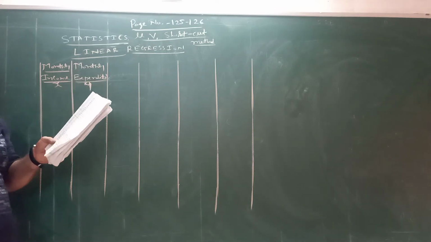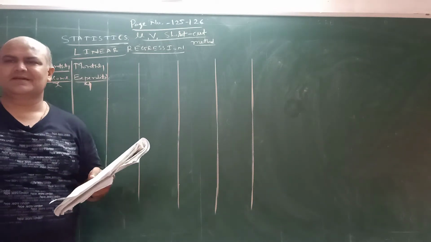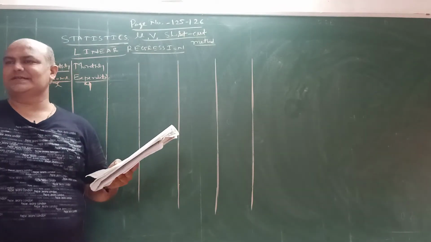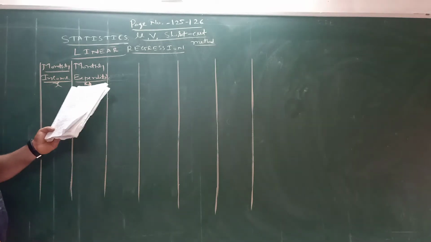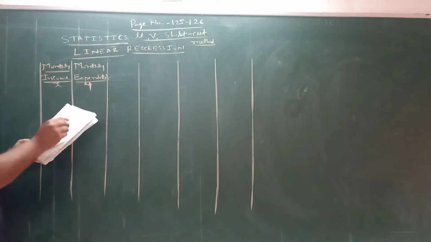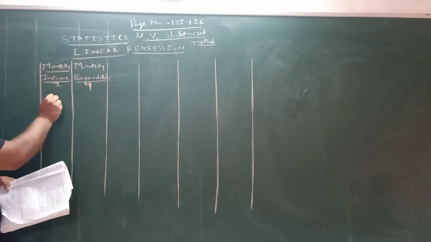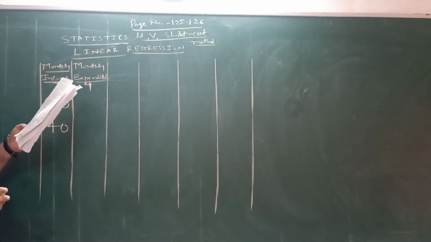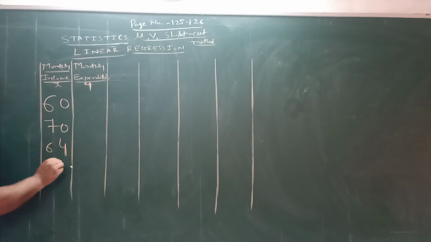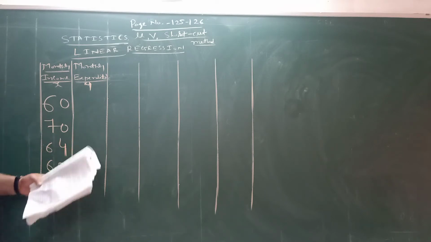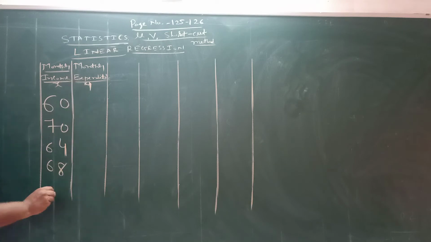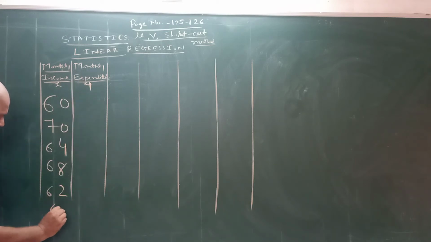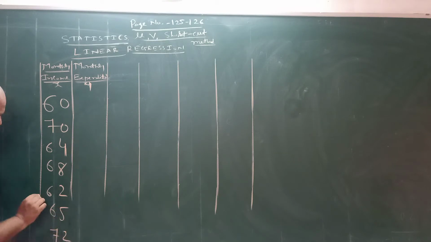This person column is there to confuse us. There is no use of this column of person 1, 2, 3, 4, 5, 6, 7. Only two variables, monthly income and monthly expenditure. In monthly income it is 60, 70, 64, 68, 62, 65 and 72.